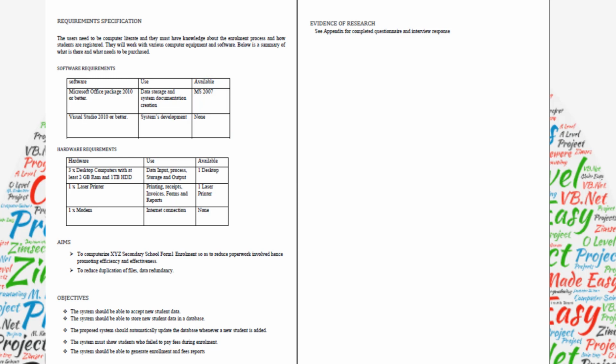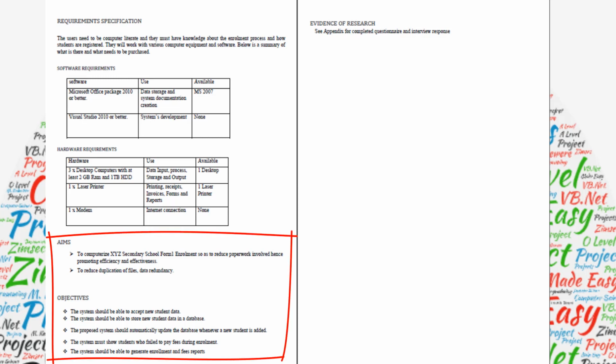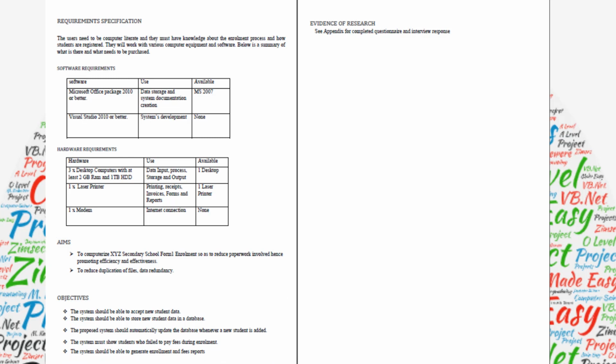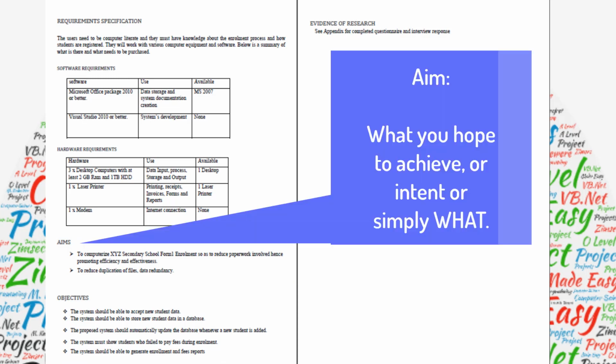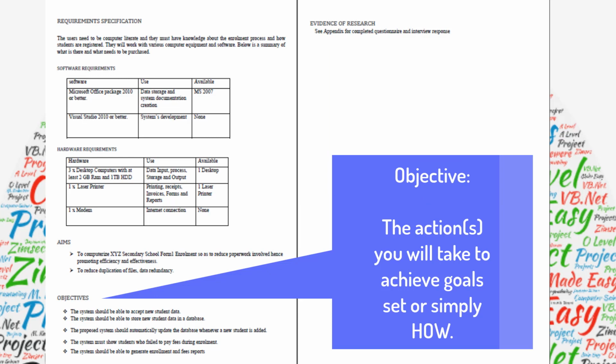Moving on to aims and objectives. The primary focus of your project is usually presented in terms of aims and objectives, which is why I'll take my time here. Many students find it difficult to understand the difference between aims and objectives. However, in the academic context, there is a clear distinction between these terms. Aim means what you hope to achieve. Objective means the action or actions you will take in order to achieve the aim.